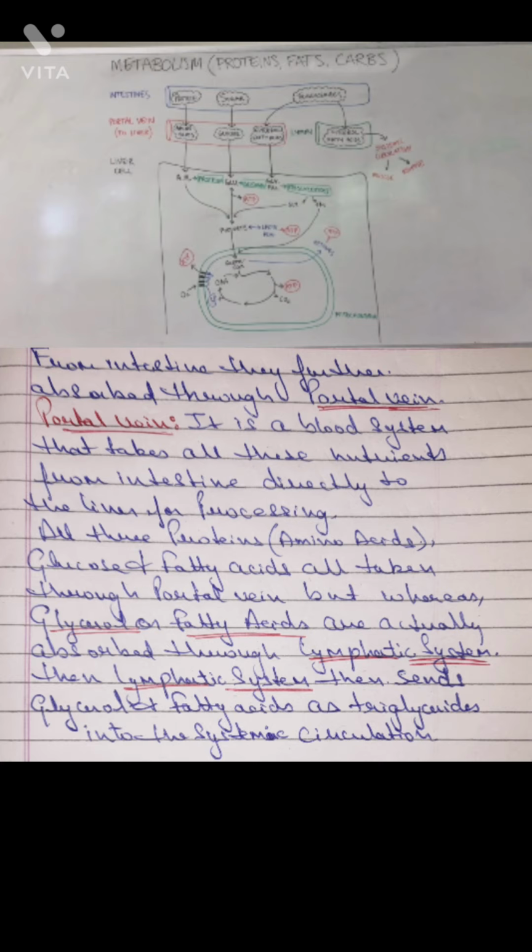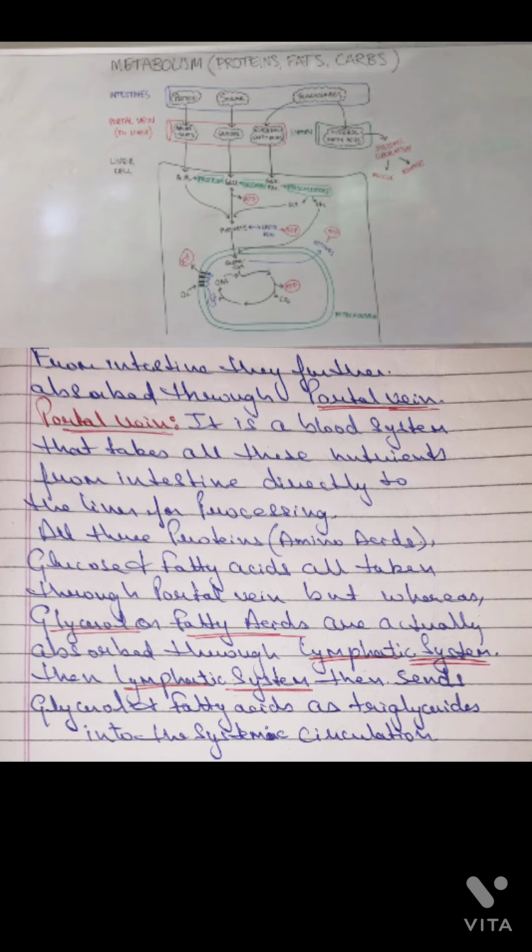Now, from the intestine, they are absorbed through the portal vein system. What is the portal vein system? It is a blood system that takes all these nutrients from the intestine directly to the liver for processing. So all these macronutrients are transferred from the small intestine through the blood system, known as the portal vein, to the liver. That is known as the portal vein system.